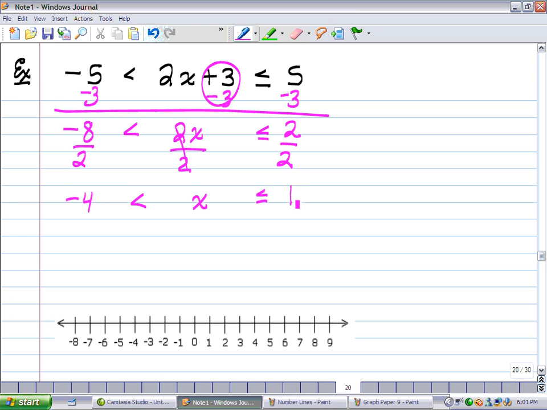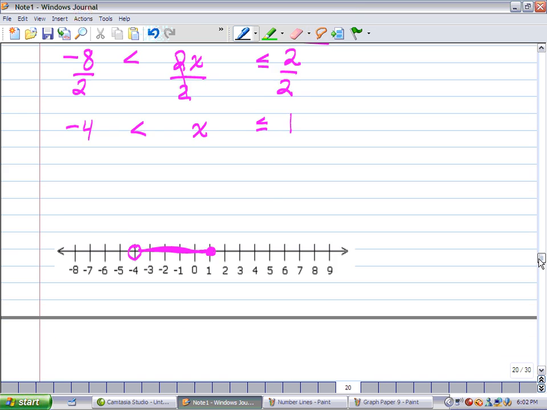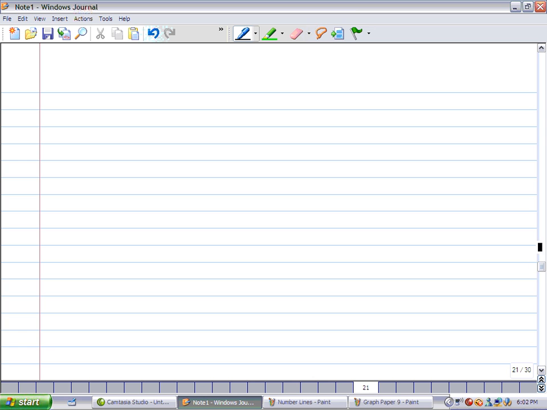And 2 divided by 2 is 1, so x is in between -4 and 1, including 1. So I'm not including -4. I am including 1, so it's going to be solid. And I want everything in between. And that includes that fraction over here, -3.999, 0.999. Okay, what if we have the word or instead of the word and?